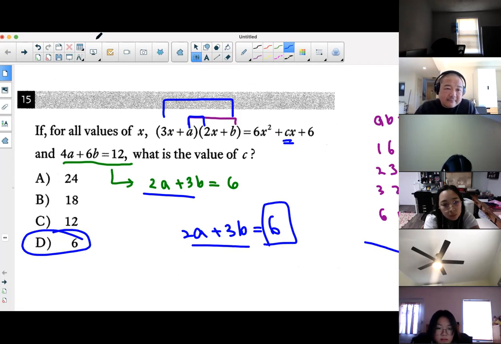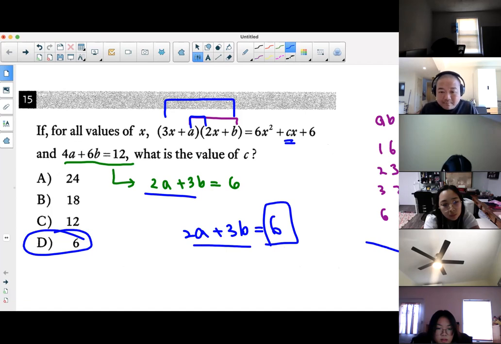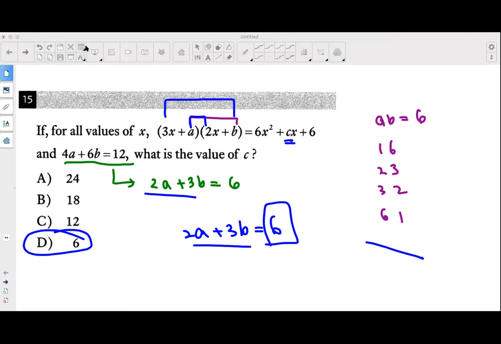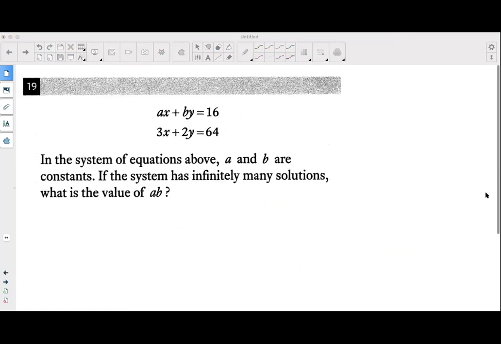Number 19. All righty, here it goes. So number 19, infinitely many solutions. How could it be infinitely many solutions, guys?